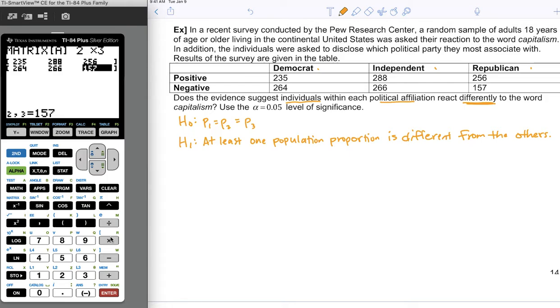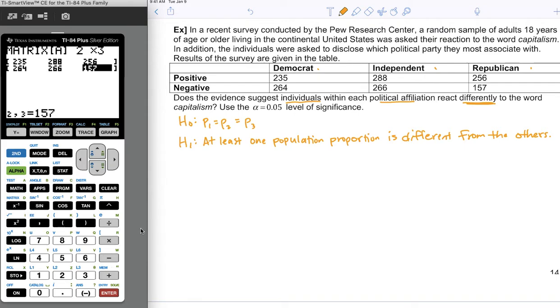And then looking at the raw numbers can sometimes be difficult because you can see that they didn't get the same amount of each political party. So even though the numbers can be compared, it's not as accurate as comparing proportions, which is why we have the calculator do the test, right? It looks at all the numbers in relation to each other proportion-wise.